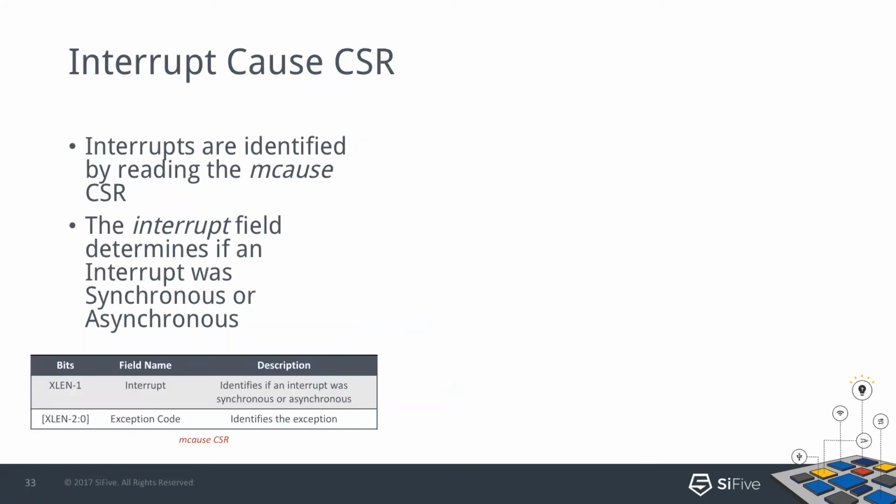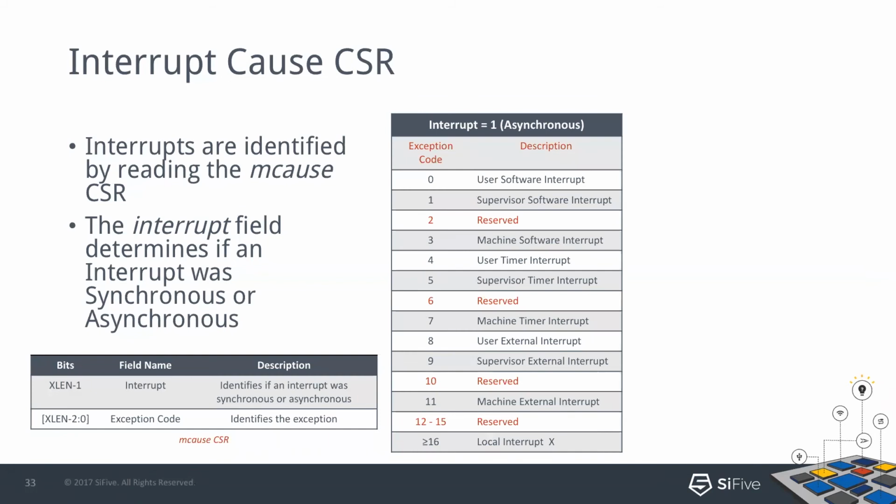All right, so the interrupt cause CSR. Interrupts are defined by reading the mcause register, and this register has two fields. The first being the interrupt field, which tells you if a given interrupt was a synchronous or asynchronous interrupt, and then the exception code field tells you the specific interrupt for a given type. If interrupt is equal to 1, this indicates that it's an asynchronous interrupt, and then you would read the exception code. As you can see here, the exception code directly correlates with the type of interrupts that we defined in the previous slide: the software, timer, and external interrupts, as well as local interrupts.